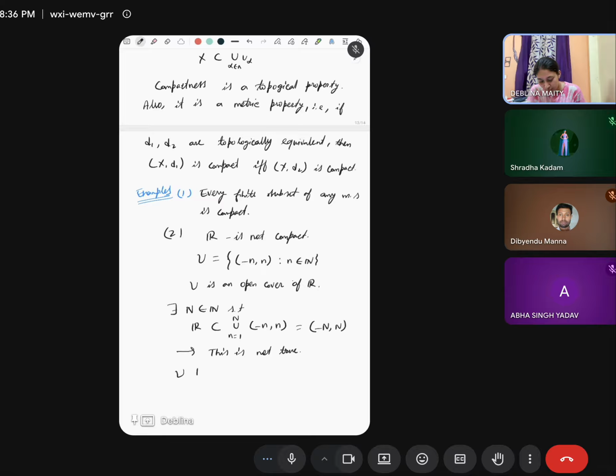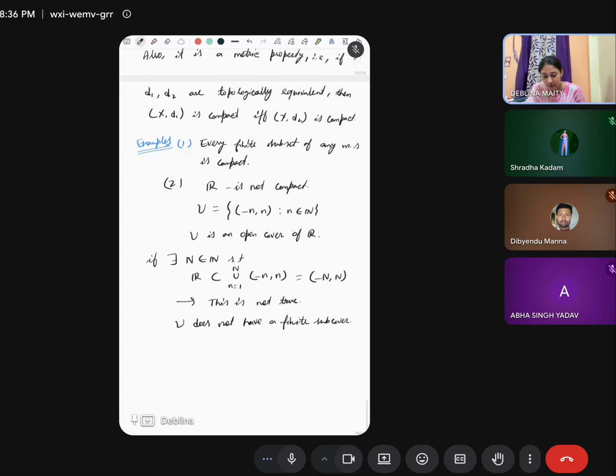So U does not have a finite subcover. So R is not compact, because this cover does not have a finite subcover. Okay.